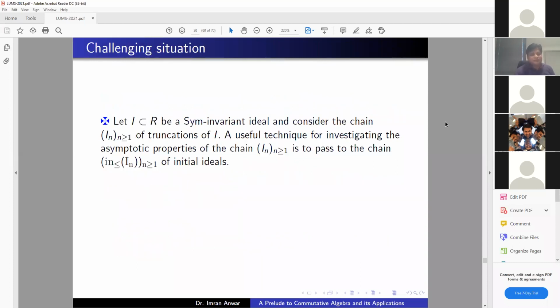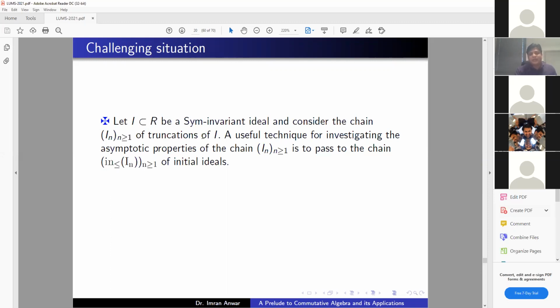There was one challenging situation. If I talk about algebraic geometry and the use of Gröbner bases, one has to deal with the initial ideal, because the computational part in commutative algebra or algebraic geometry goes through the initial ideal. For any ideal I in R, I assume that I is a Sym-invariant ideal. That means I is generated by some polynomials satisfying the property of a Sym-invariant ideal, so that under any change they remain inside that particular structure.